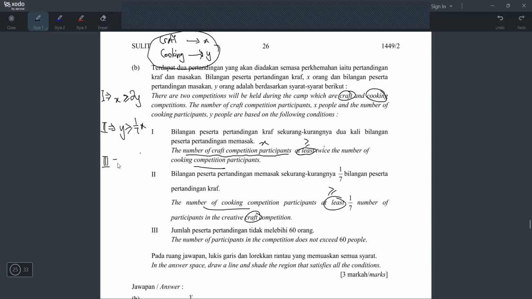Okay, number 3 is what? The number of participants in the competition does not exceed. Does not exceed means tidak melebihi, so smaller than or equal to. It cannot exceed 60. It doesn't say craft or cooking, which means the total. Total is how much? X plus Y. Does not exceed, so X plus Y is smaller than or equal to 60.